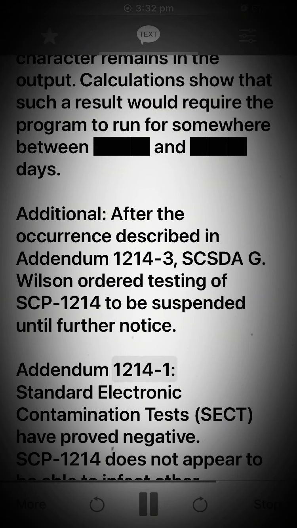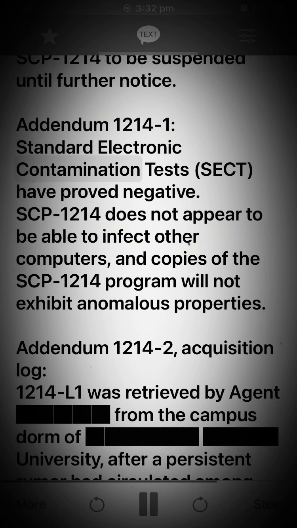Addendum 1214-1. Standard electronic contamination tests, SECT, have proved negative. SCP-1214 does not appear to be able to infect other computers, and copies of the SCP-1214 program will not exhibit anomalous properties.